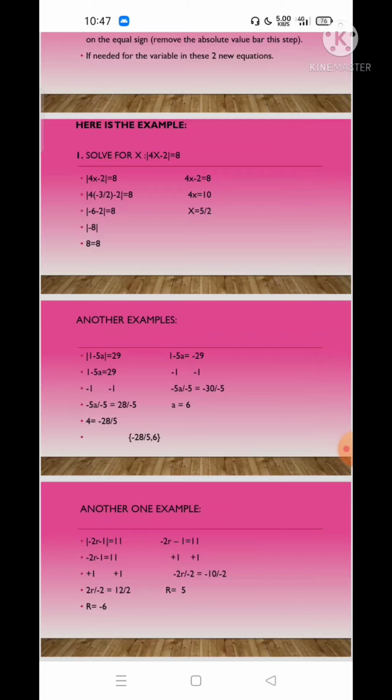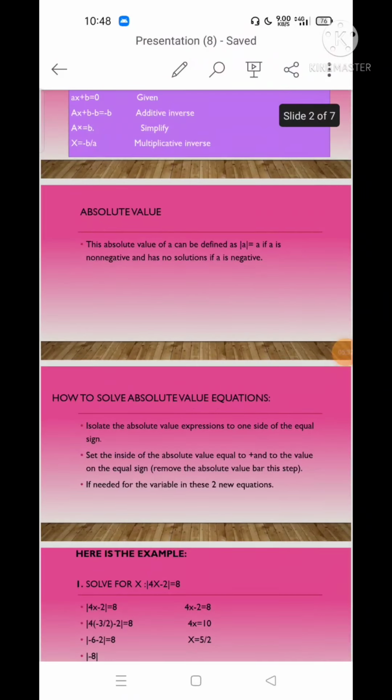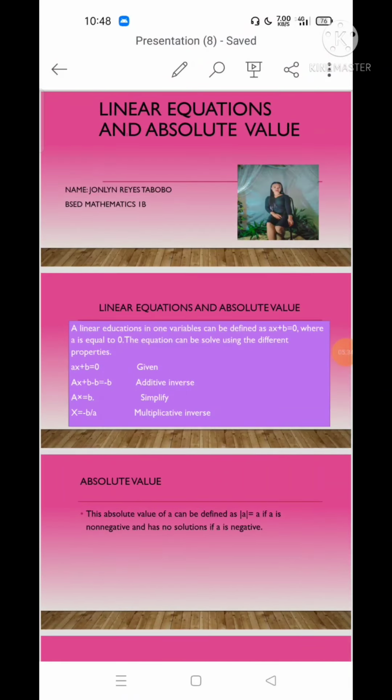On the other side, -2r - 1 = -11. Add positive 1, and on the other side it is positive 1. -2r over -2 is equal to -10 over -2. So r is equal to 5. So this is the example of linear equation absolute value.